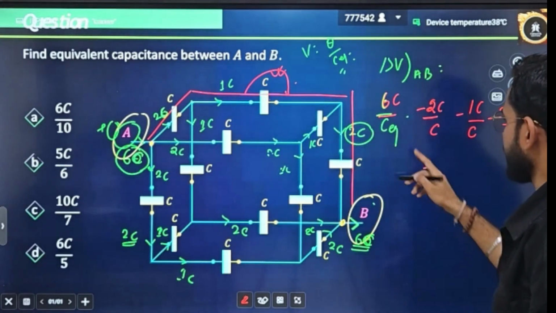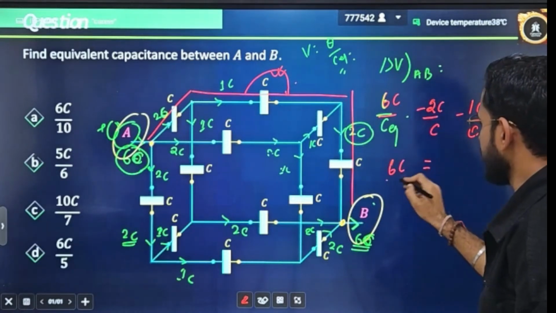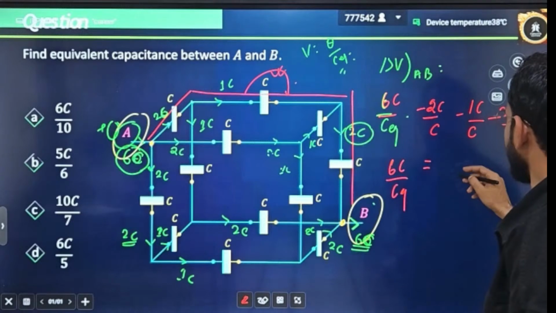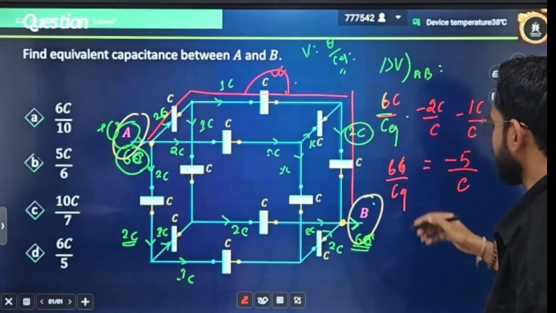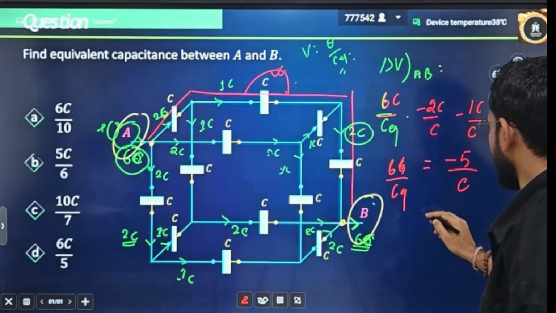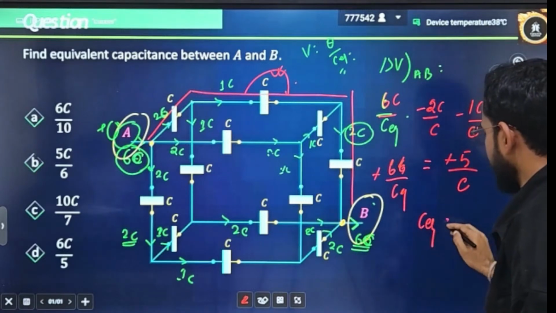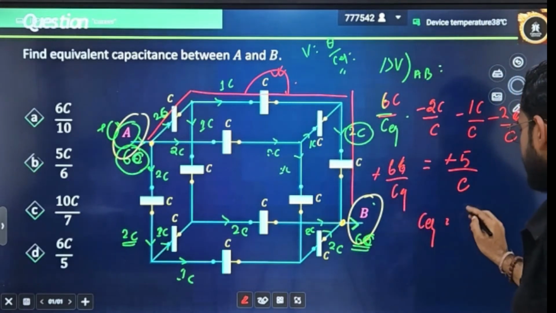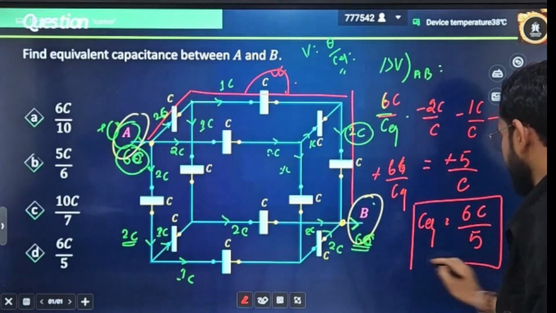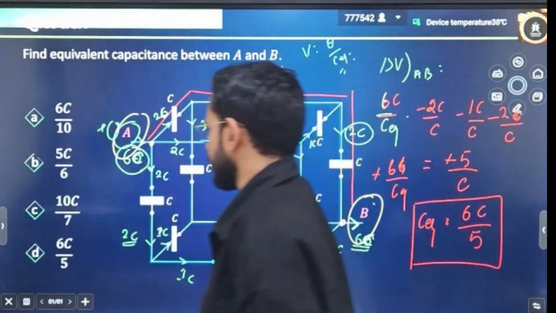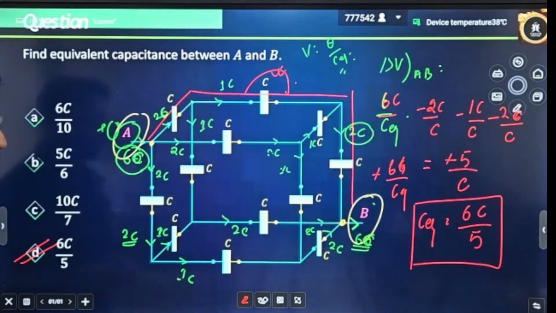So eventually what can I say, on this side how much capacitance is there? 6Q divided by C equivalent. And here it will be minus of 5Q divided by C. Coulomb is just the unit. And there is a negative sign also, this negative will get cancelled. If I have to write the C equivalent, how do you write? This 6C will be going here divided by 5. 6C divided by 5, what is the answer? Which option is coming correct? D option I can simply correct.